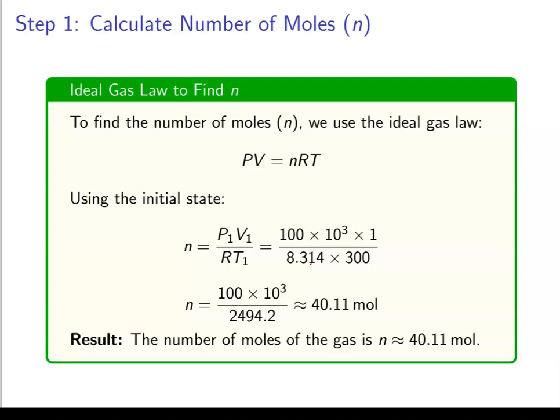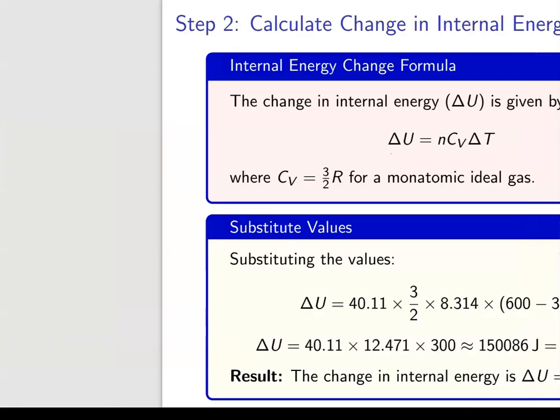Now first, step number 1, calculate the number of moles N. To find the number of moles, we use the ideal gas law, PV is equal to nRT. So using the initial state, n is P1 V1 by R T1. P1 is 100 into 10 to the power 3, V1 is 1 meter cube, R is 8.314 and T1 is 300. If I do the calculation, we'll get N is 40.11 mole.